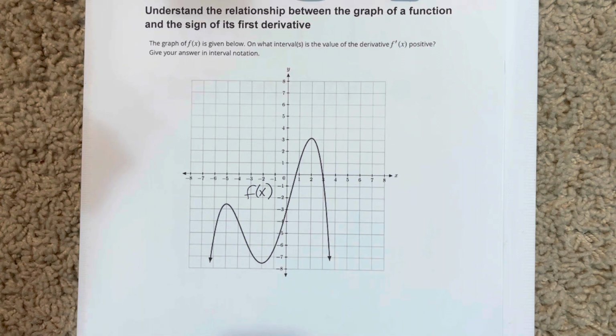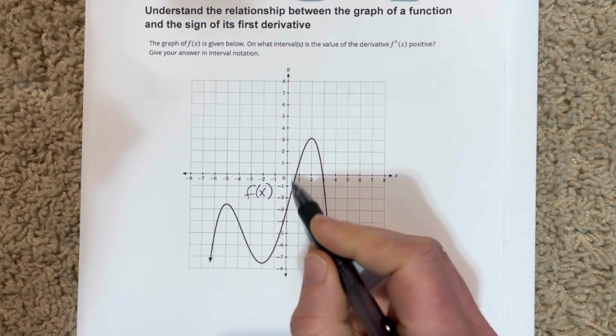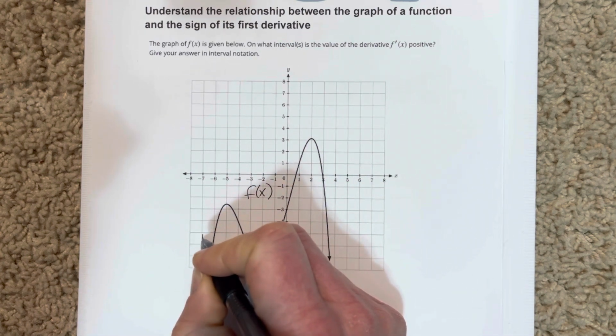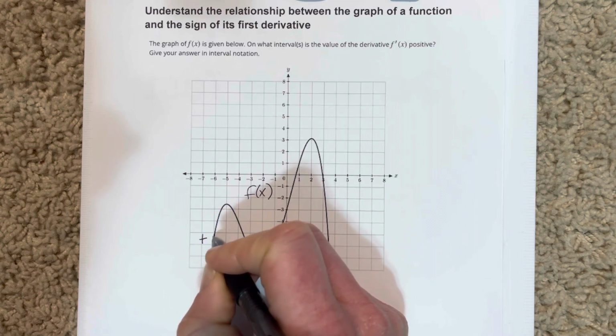So if I'm looking for where the first derivative is positive, remember that the derivative gives you the slope, the equation for the slope of the graph. So if I want to know when my first derivative is positive, they're basically asking, when does this function have positive slope? Well, this function has positive slope in this area here because we're moving upwards.